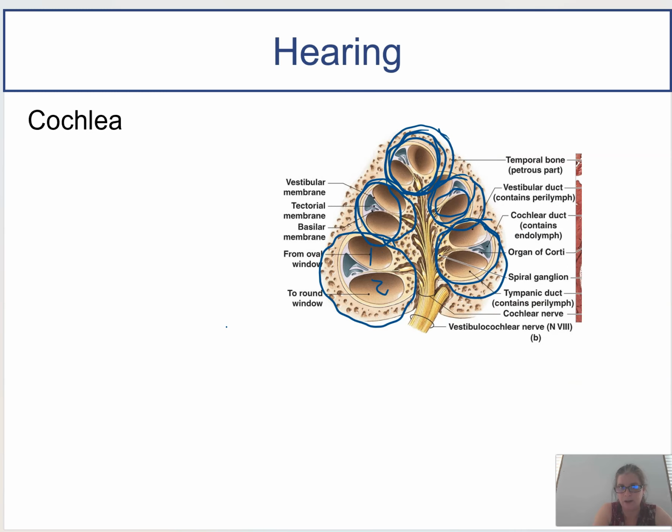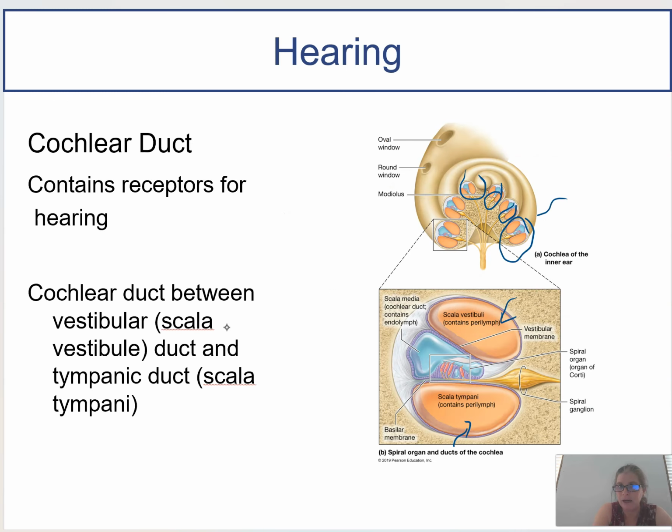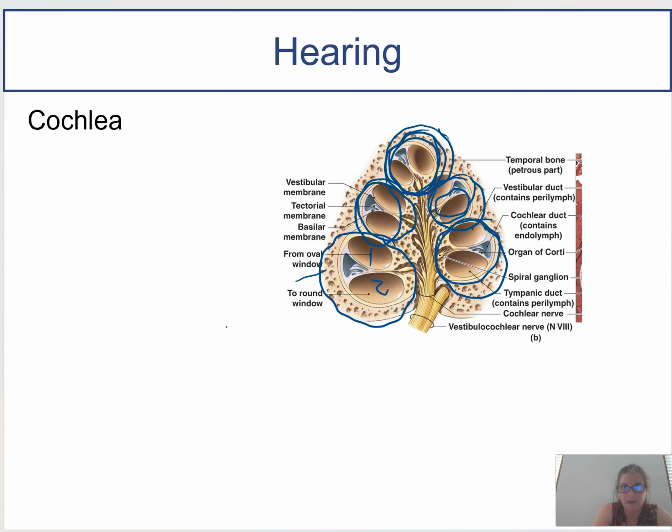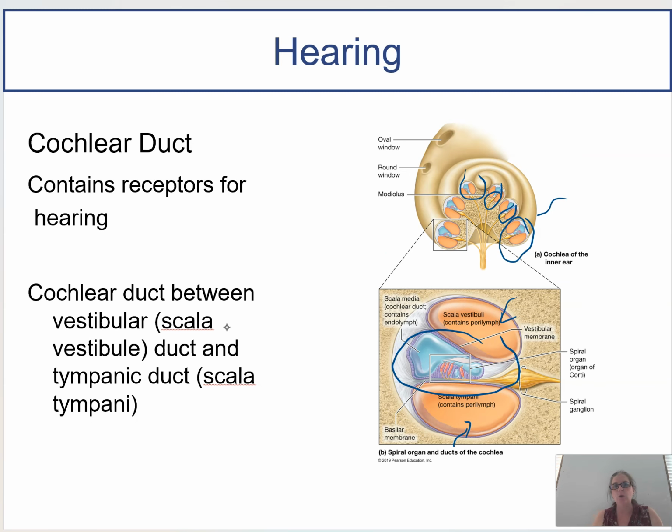You don't have to memorize their names, but there's fluid in there. What we're going to focus on is the middle piece. So again, back here, see this middle piece? It's kind of like that aqua or blue color. That's called the cochlear duct. That's what I want you to know. So the cochlear duct has the receptors for hearing, and it's between these two spaces, the scala vestibuli and the scala tympani. But we're going to focus right here. I told you, you don't have to memorize their names, but just know they're on either side. And remember, there's fluid there.